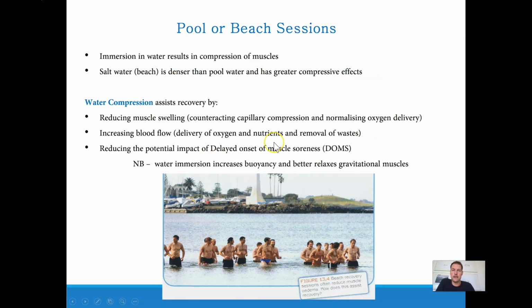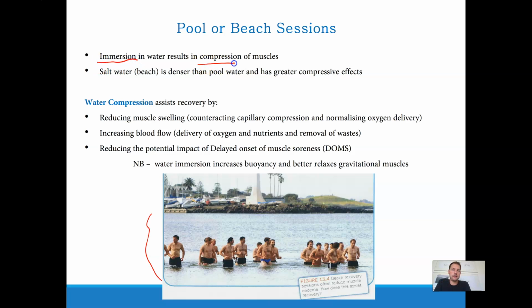The last one we're going to look at is pool and beach sessions. So you've probably seen the AFL footy clubs on the news at night on a Monday after the games on Sundays. You see the whole team kind of walking around down the beaches at the bay. So the idea of this is not just to go out and have a team bonding time together, but the idea is to immerse. So go in the water.